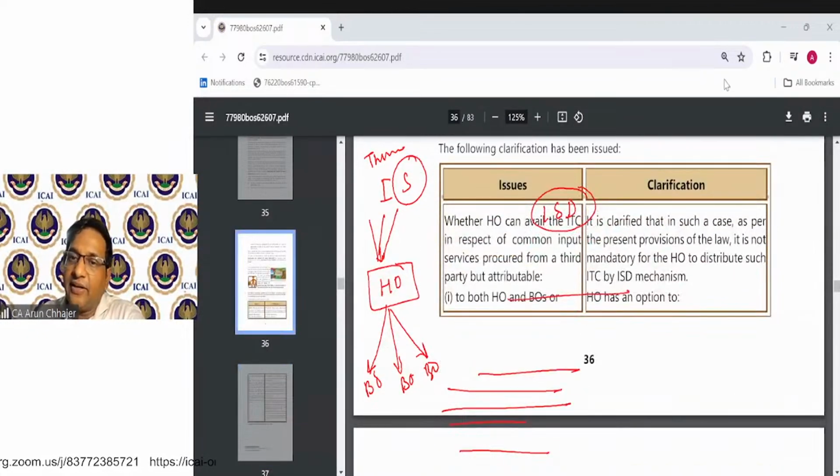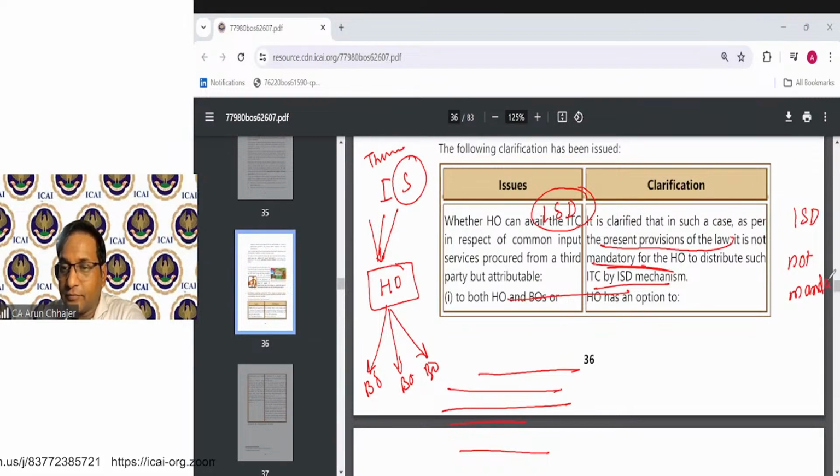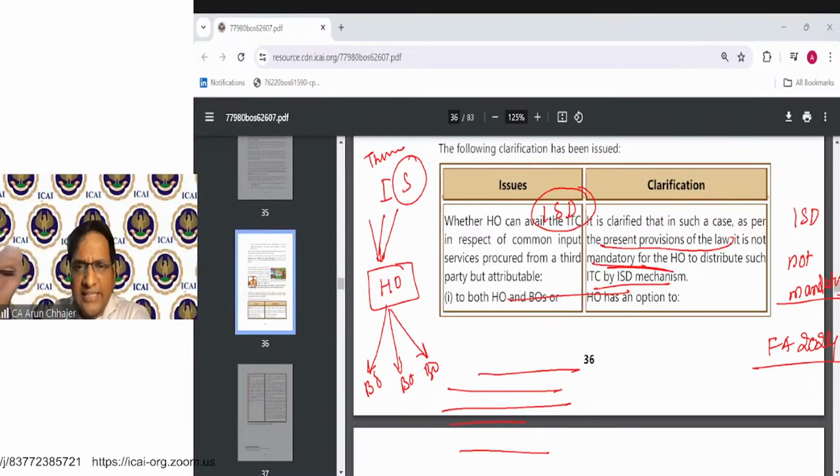They are saying it is clarified that in such case, as per the present provision, it is not mandatory to distribute through ISD. It means the ISD mechanism is not mandatory as of now. I do agree that Finance Act 24 has made the amendment in the ISD section. The Finance Bill has become the Finance Act 24, but the applicability date of this provision is not yet notified.